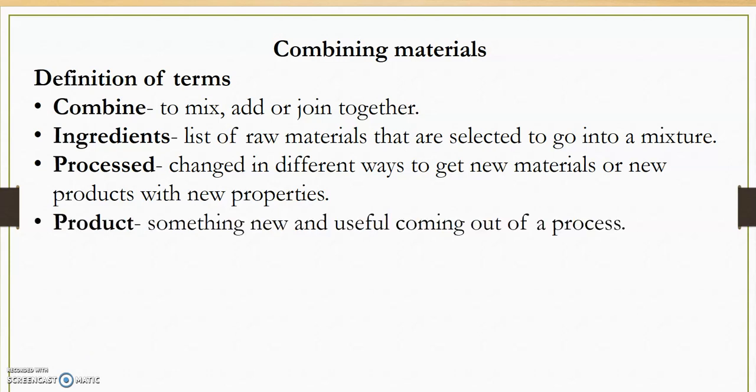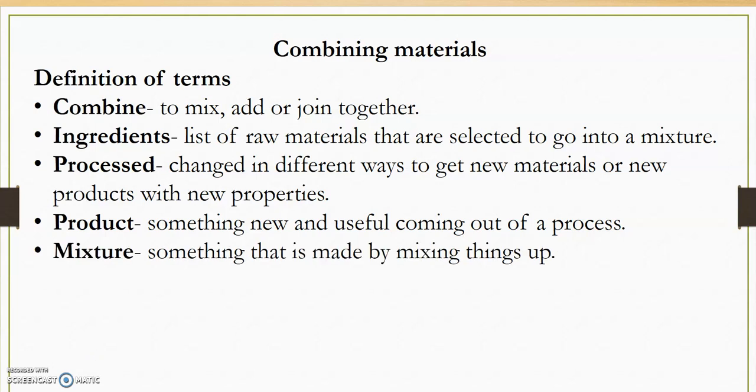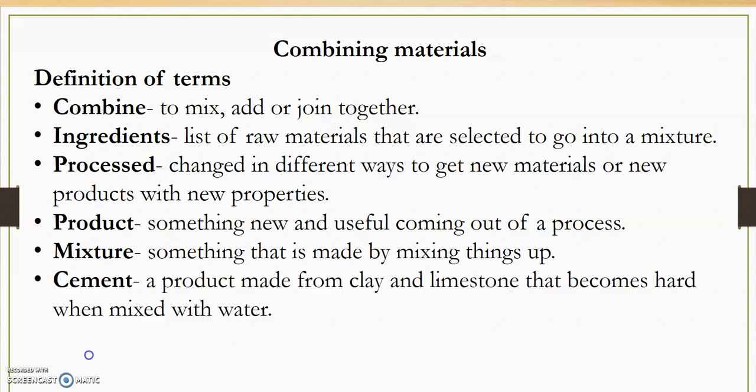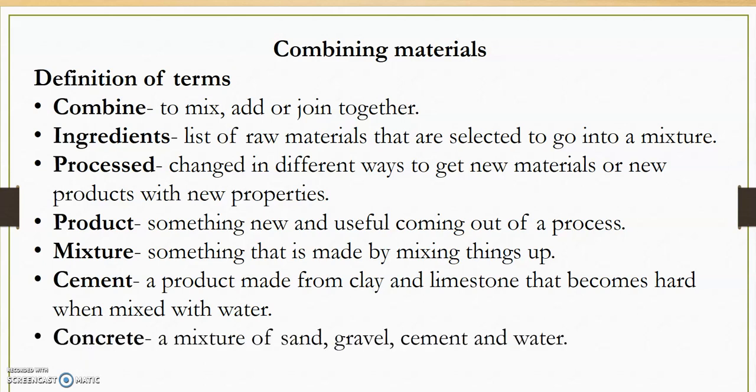Product. This is something new and useful coming out of the process. So a product is the outcome. You have your raw material, you process it, then you get a product or you get an outcome. And this is a new useful thing that you can use. Mixture. This is something that is made by mixing things up. Cement is a product made from clay and limestone that becomes hard when mixed with water. Concrete, a mixture of sand, gravel, cement, and water.